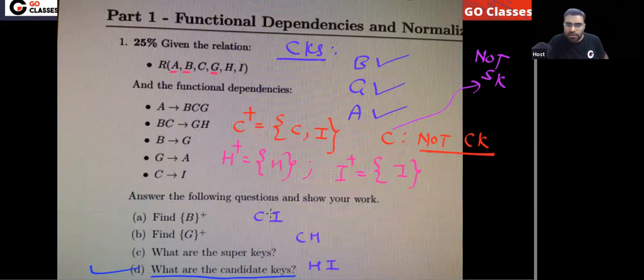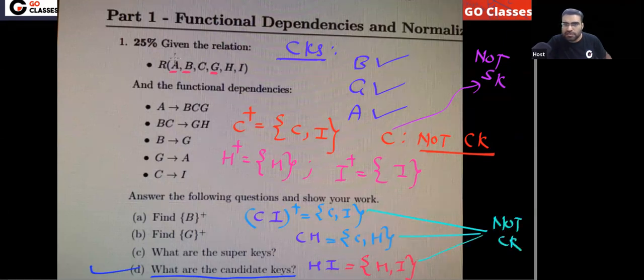Now tell me, can you check whether this is a candidate key? You can check the plus. What is the closure of CI? That also will be CI. What is the closure of CH? That will be CH. What is the closure of HI? That will be HI. Again, these are not candidate keys. Yes or no? All of these are not super keys, and not candidate keys.